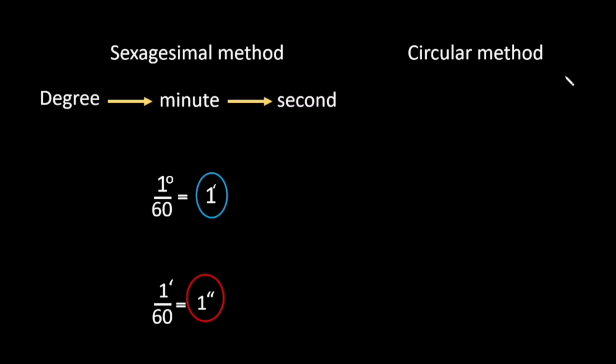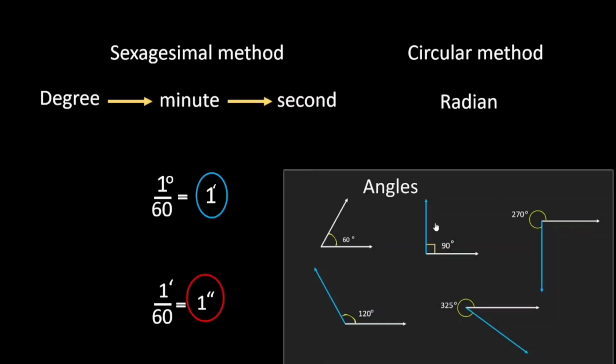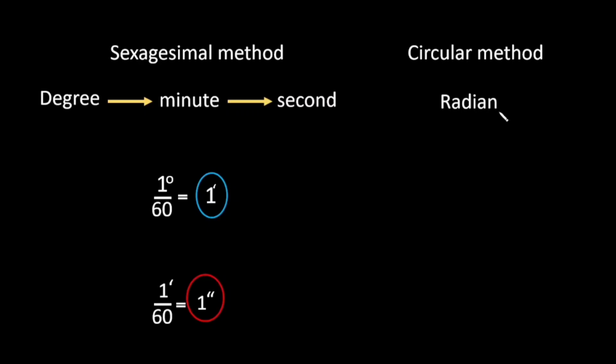In the circular method, an angle is measured in radian. But I think you are a little confused about radian. I have explained in detail in the video on angles, degrees and radian. So if you see this video, then your concept of degree and radian will be crystal clear. But still, I want to explain radian in brief.